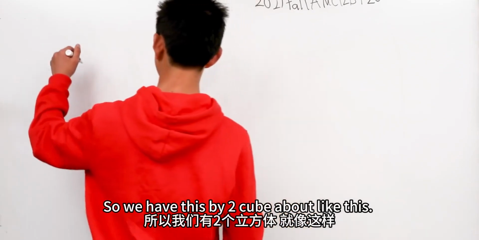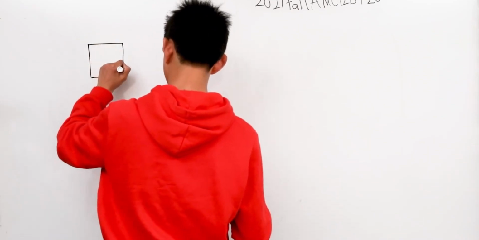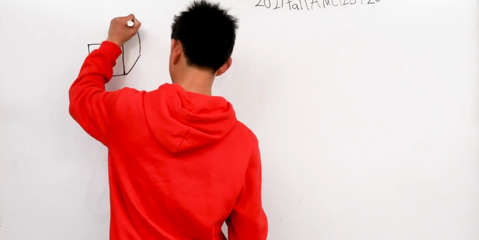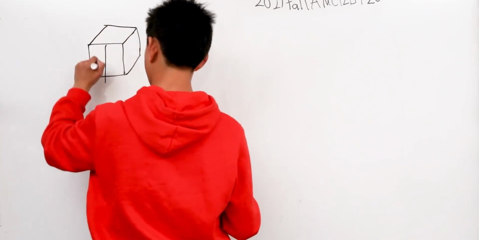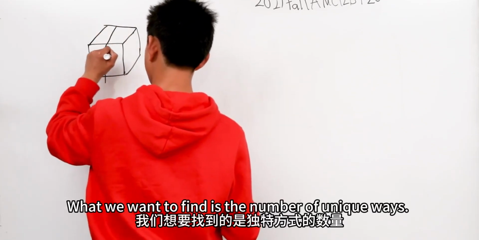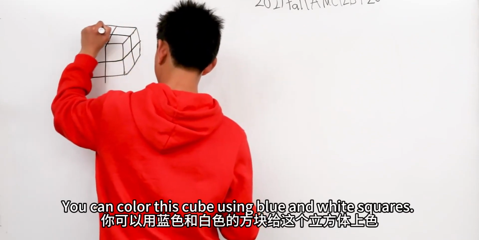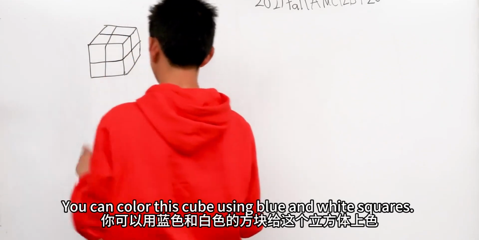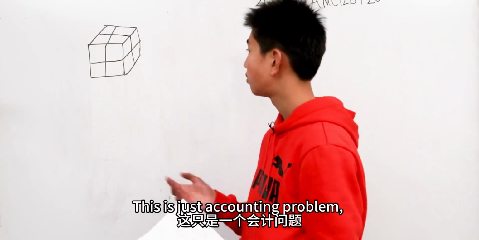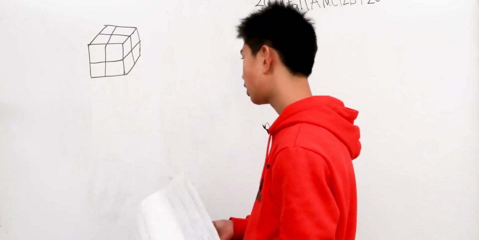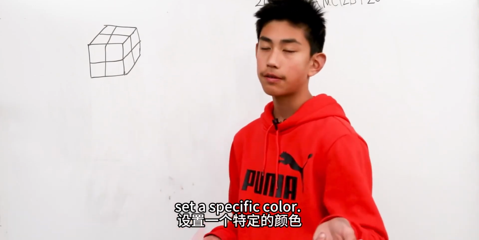So we have this 2x2x2 cube about like this. And what we want to find is the number of unique ways you can color this cube, using blue and white squares. This is just a counting problem, which you can do pretty simply if you just set a specific color.